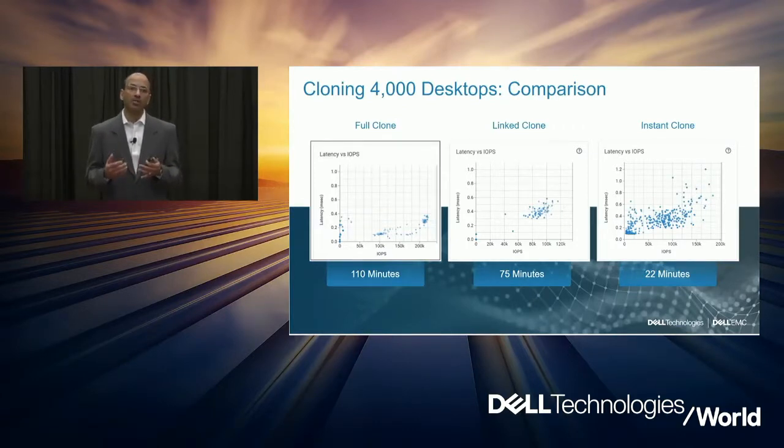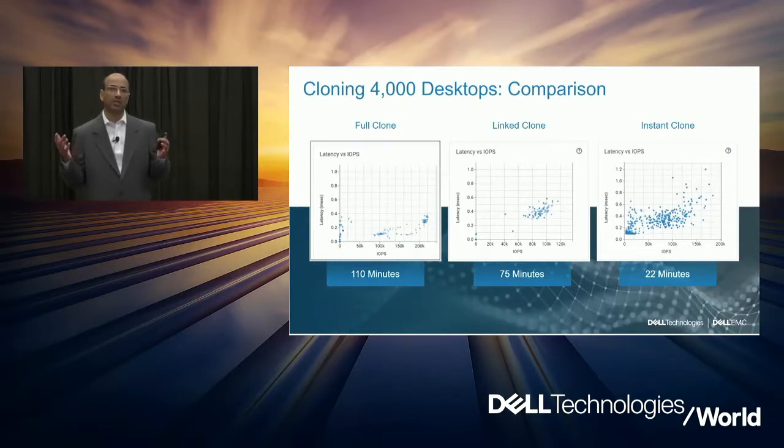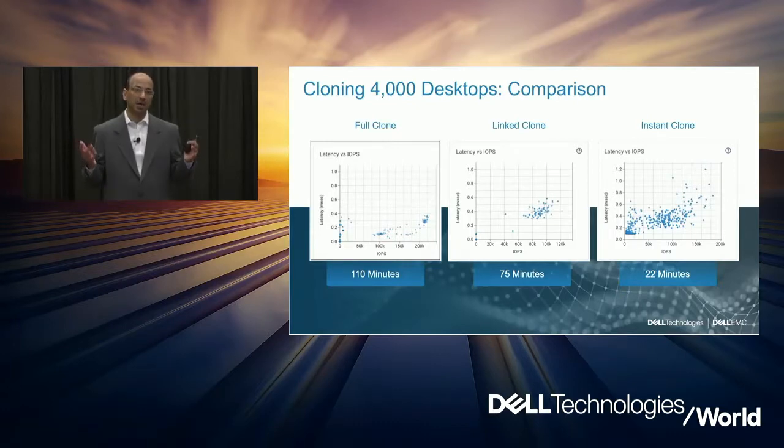And when you see the instant clone, remember, it is delivering 4,000 VDI desktops in under 20 minutes with a tremendous amount of small random IO coming down to the storage, and we can see it is kind of clustered within 400 microsecond to 600 microsecond latencies. So that's amazing performance by the XtremIO X2 array.